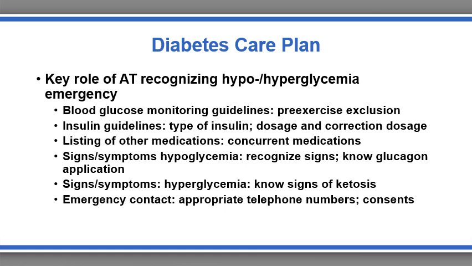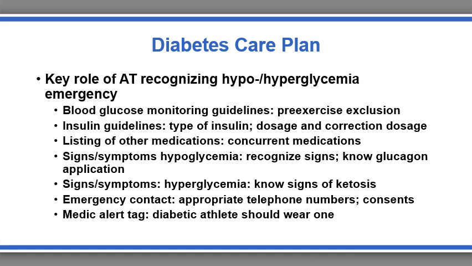Emergency contact information. You should know who their physician is, what physician is managing their diabetes, so that in case you have to discuss something. And all diabetic athletes should wear a medic alert tag. That's important even outside of the athletic setting, in case they're by themselves and they start to have a crisis and can't communicate the right way. Someone could see they're a diabetic, and that can be a very important, life-saving thing.